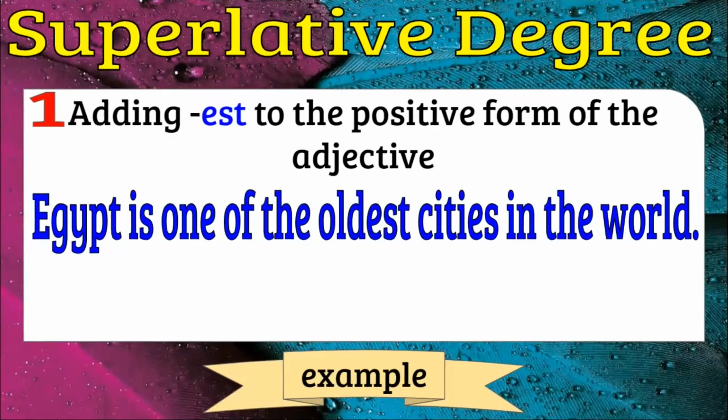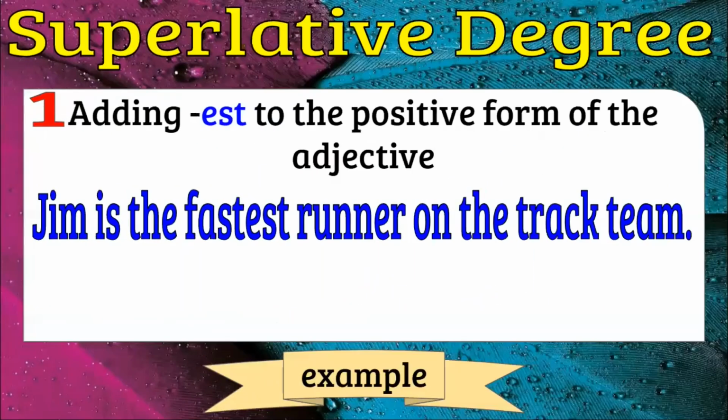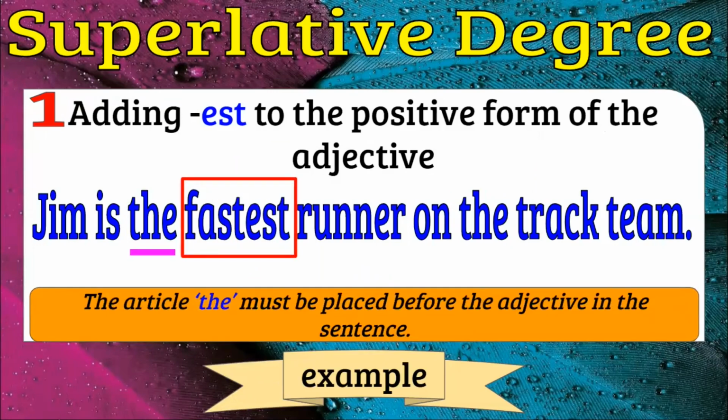For example, Egypt is one of the oldest cities in the world. The adjective is oldest. The article the must be placed before the adjective in the sentence. The adjective oldest compares Egypt among all the cities in the world. Jim is the fastest runner on the track team. The adjective is fastest. The article the must be placed before the adjective in the sentence. The adjective fastest compares Jim among the runners on the track team.